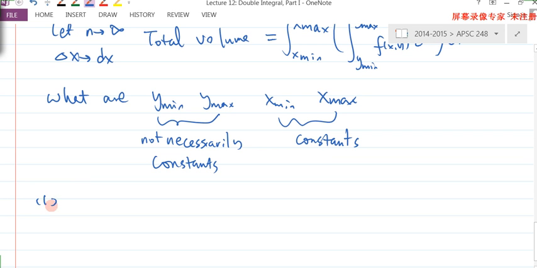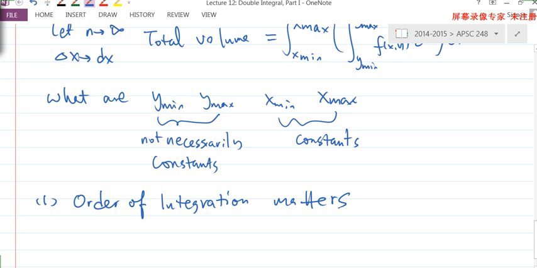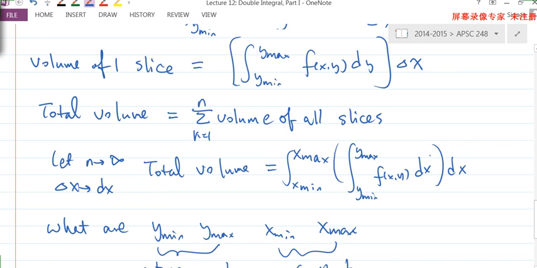Here's my first heads up here. The so-called order of integration matters, even though the end results shouldn't change. Matters basically means sometimes when you integrate with respect to x first, it's easier than to integrate with respect to y first. Should the inside integral be dy? Dx, dx? Oh, yes. This is dy. Good. Thank you.